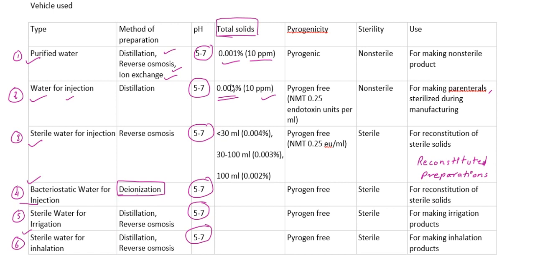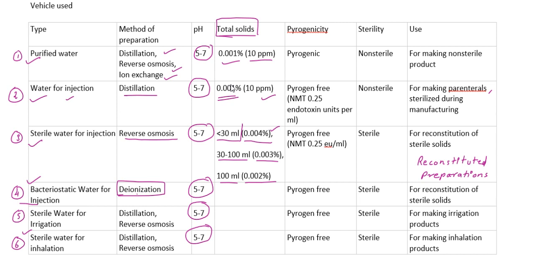Sterile water for injection is actually prepared by reverse osmosis. Water for injection is prepared by distillation. Here, for sterile water for injection, the total solid content depends upon the volume. If it is less than 30 ml, the total solid should be around 0.004 percentage. If it is between 30 to 100 ml, the total solid concentration should be around 0.003 percentage. And if it is more than 100 ml, the percentage should be around 0.002 percentage.